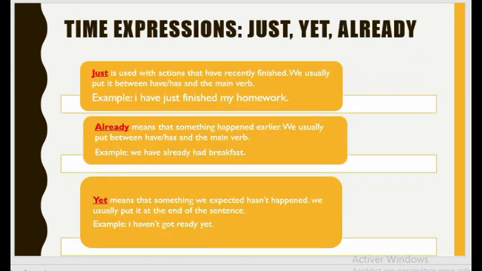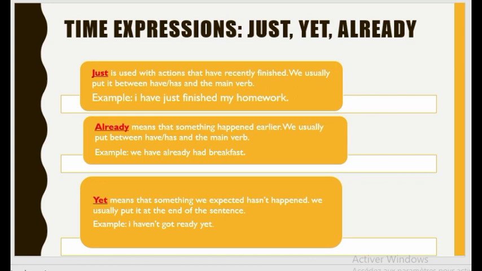And then we have time expressions. We have just, yet, and already. Now, when do we use just? Just is used with actions that have recently finished. We usually put it between have or has and the main verb. We have an example, I have just finished. We have the subject I, have the auxiliary, just, finished. So just is between have and the main verb. I have just finished my homework.